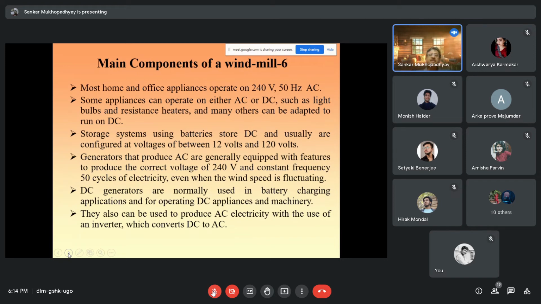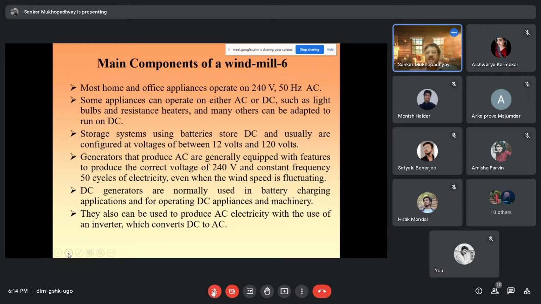Most home and office appliances operate on 240 volt 50 Hz AC. অনেক ছোট ছোট উইন্ড টারবাইনের ব্যবহার হয়, এই ব্যবহারটা আরো বাড়বে। এখন প্রচুর হাই রাইজ বিল্ডিং হয়, এই হাই রাইজ বিল্ডিং এর মাথায় ছোট ছোট উইন্ড টারবাইন বসানো যেতে পারে। সো when we are thinking about alternative energy, প্রচুর রিসার্চ হয় এগুলো নিয়ে বিদেশে, আমাদের দেশে অত হয় না। But these small wind turbines can become a very good source of energy. Some appliances can operate on either AC or DC, such as light bulbs and resistance heaters, and many others can be adapted to run on DC.